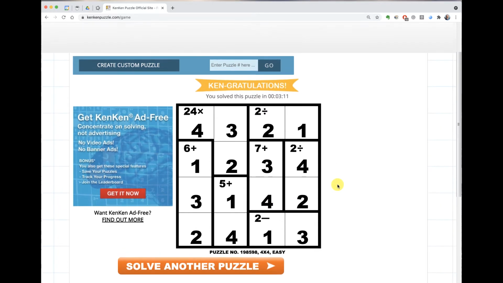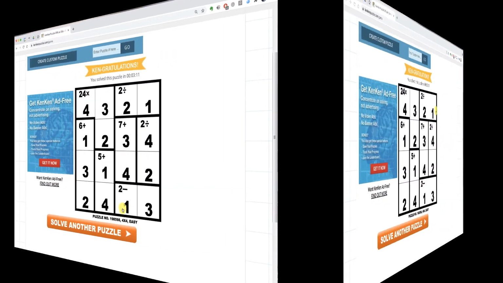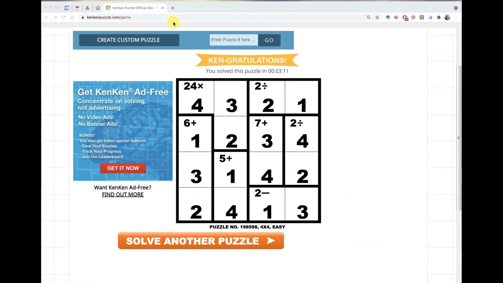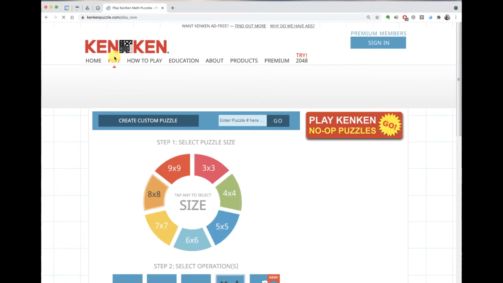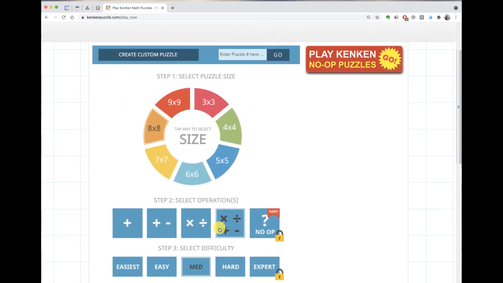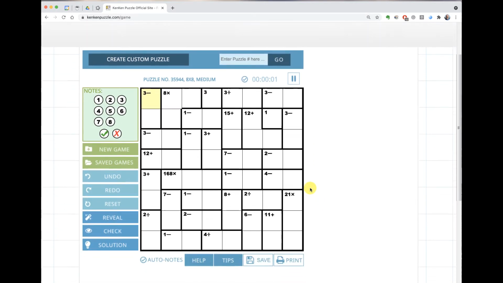Okay, that's the basic idea. Figure out what multiplies or divides or adds or subtracts to yield whatever number is in there, and you can't have duplicate numbers on any row or in any column. Having solved a 4 by 4, let's do something a little more challenging. I'm going to go to an 8 by 8. It's, again, got all of the operators, plus, minus, multiply, and divide. And let's say play. And boom, there we go.